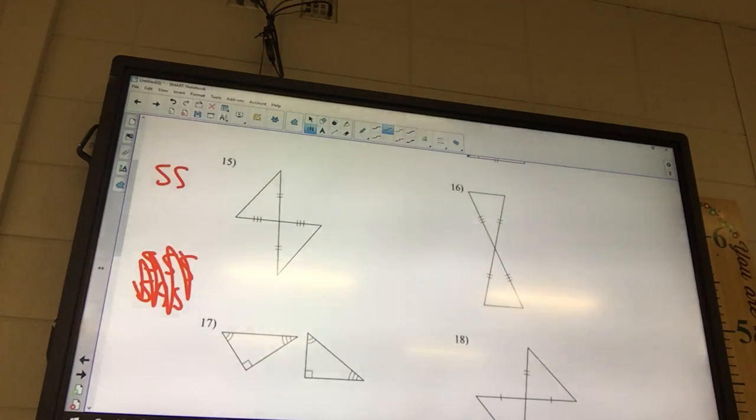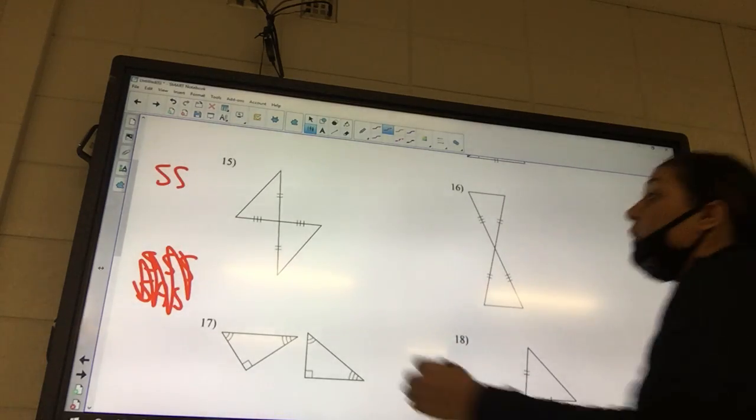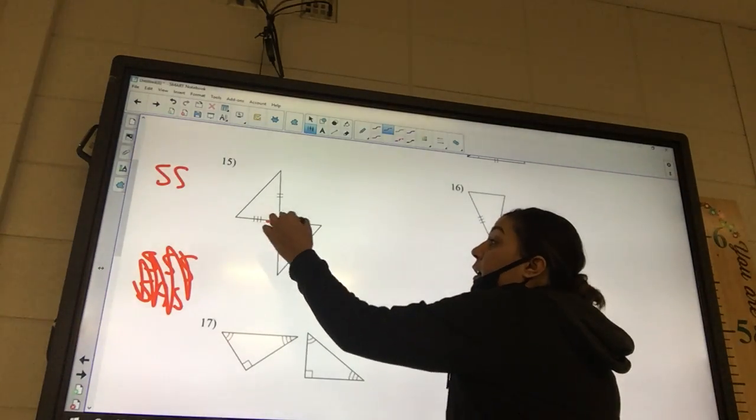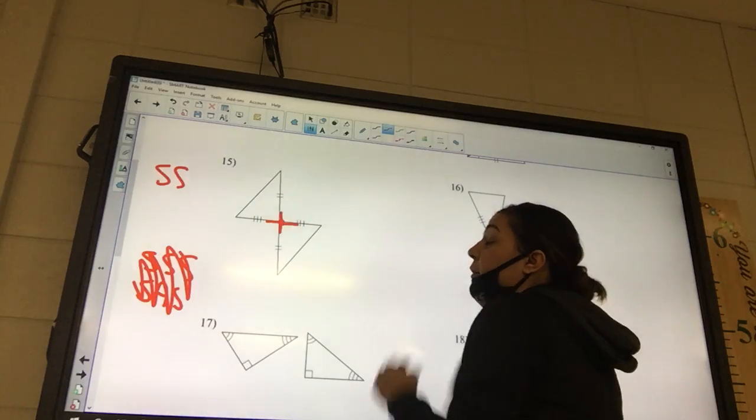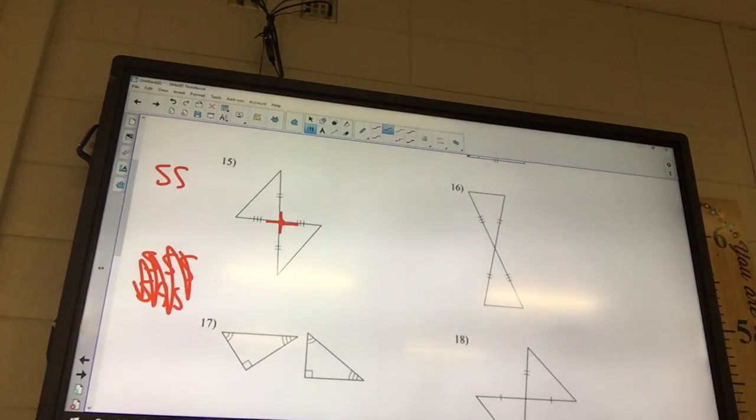Vertical angles, which means what? They're equal and opposite. So if two angles are pointed and they share a vertex, like we have this and we have this, they share that vertex, okay? That means, and they're pointing away from each other, that means they're equal and opposite.